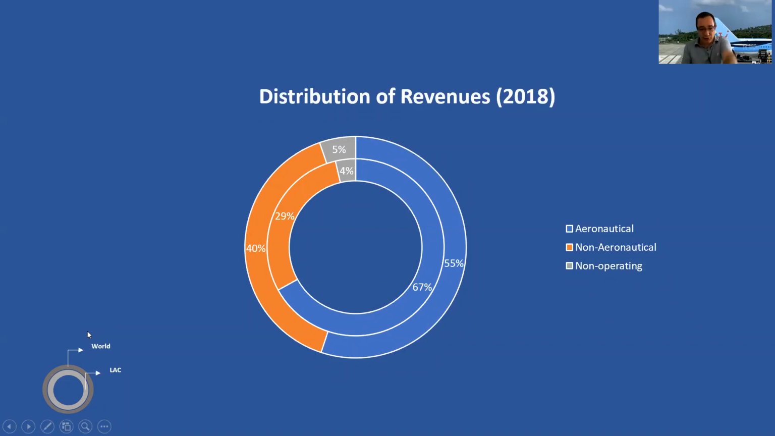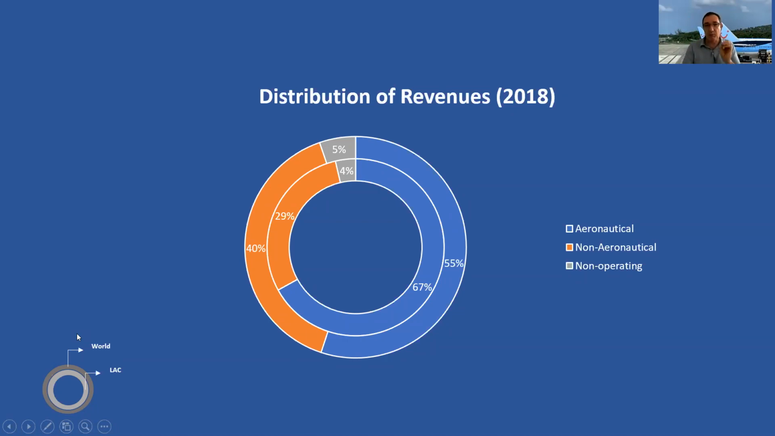What I wanted to show you here is a comparison of what happens in Latin America and in the total for the world. You can see that for the world total, non-aeronautical revenues represent approximately 40% of the total revenue. In Latin America, it's 29%. So there are many caveats, of course, but it would suggest that we still have some room for growth. That's actually the message here.